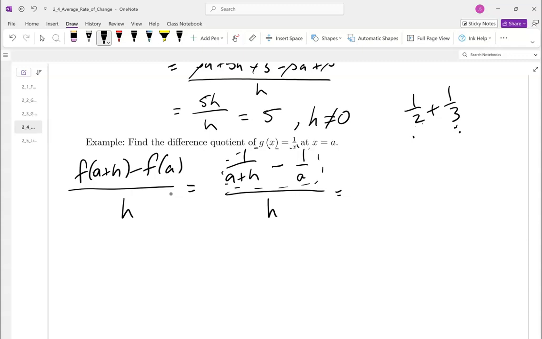Okay, so what do you want? So you want to multiply this one by what now? A plus h and then a. So I need an a on that one, right? So I need an a times a plus h, right? So what do I need to multiply the whole fraction by to make sure that we keep everything equal?